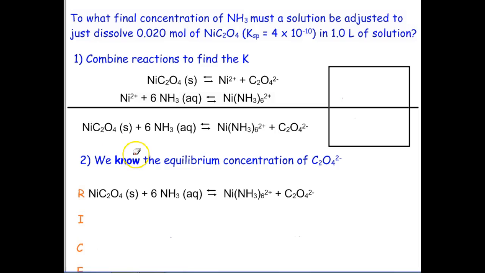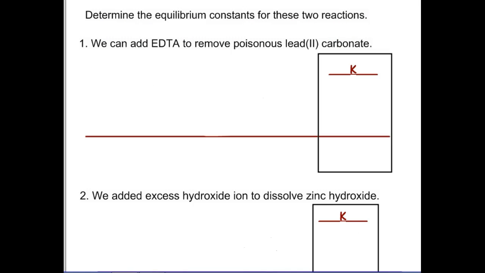So we're going to skip this page for just a minute. We're going to come back to it, and we're going to focus on adding reactions again. The first one, we have EDTA, which is a hexadentate ligand. And it wraps itself around metal ions, and so we can use EDTA to remove poisonous lead carbonate from a system, taking the precipitate and dissolving it into something that can then be washed out of our system.